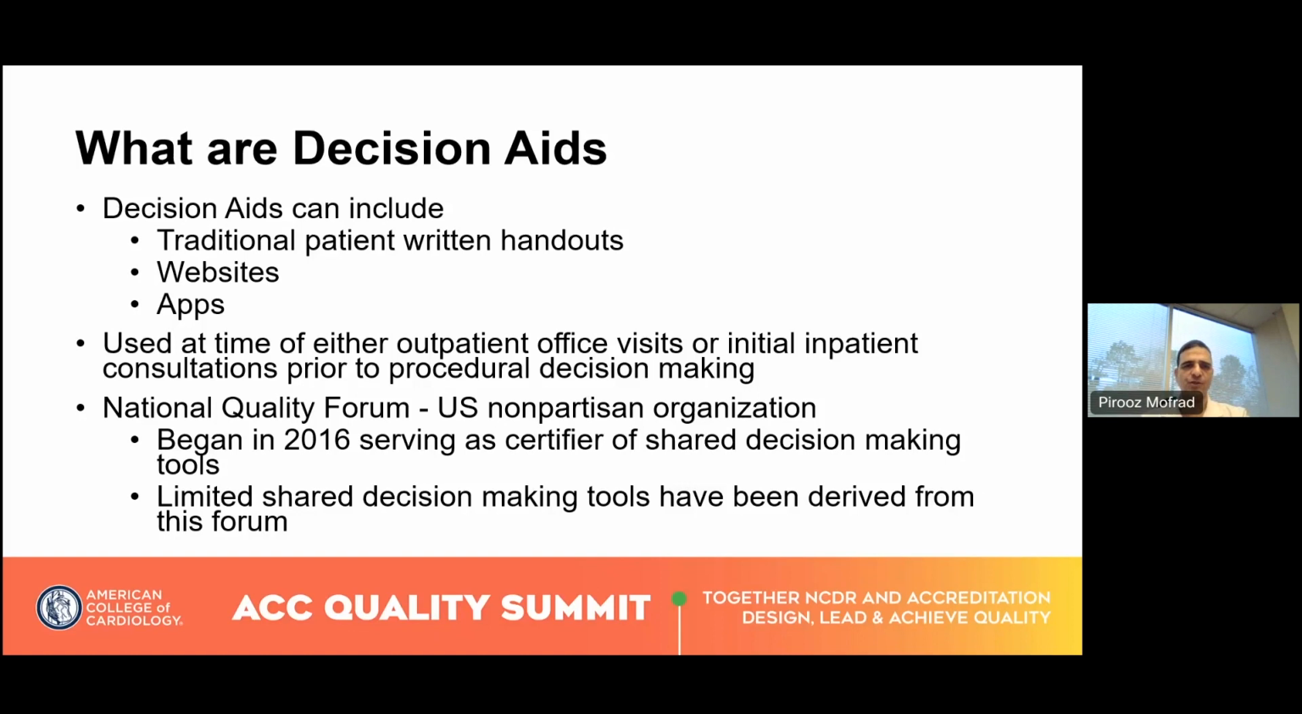There is a National Quality Forum that was organized in 2016 to be somewhat of a certifier of shared decision making, but unfortunately they've been somewhat limited in the amount of tools that have come out of this particular forum.